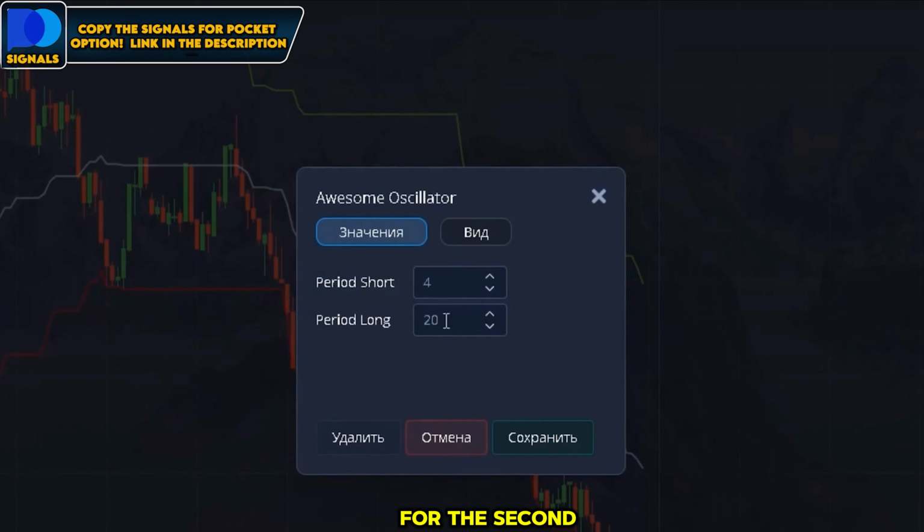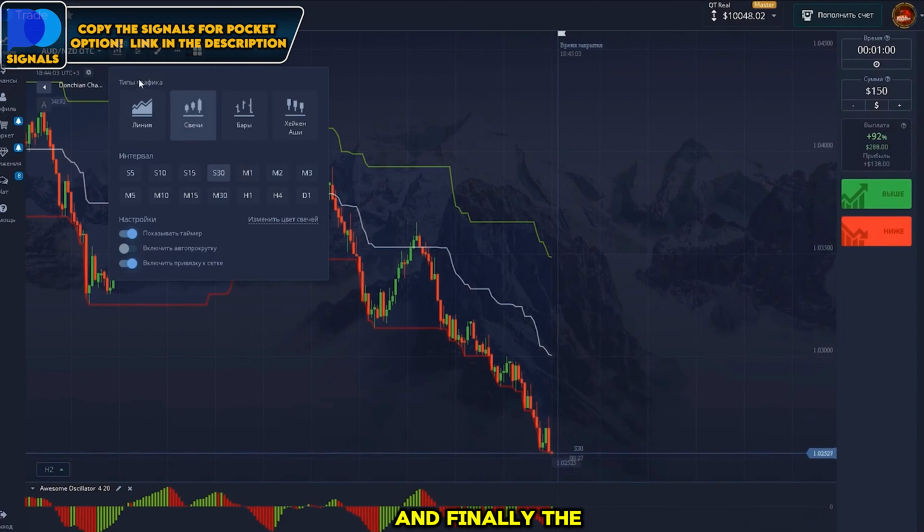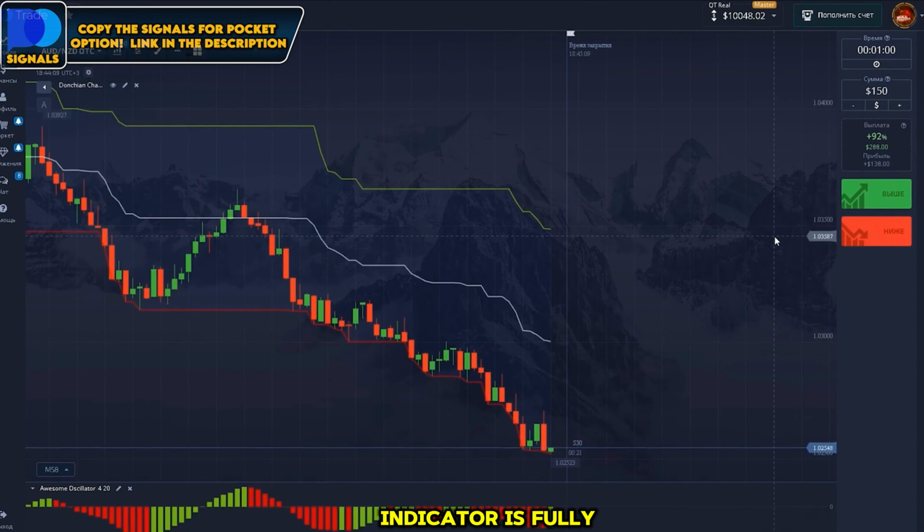We click save. For the second indicator, the settings are 4, 20, and the appearance is completely standard. We click save. And finally, the chart type is candles, the interval is 30 seconds, and the trade time is 1 minute. That's it. Our indicator is fully ready.